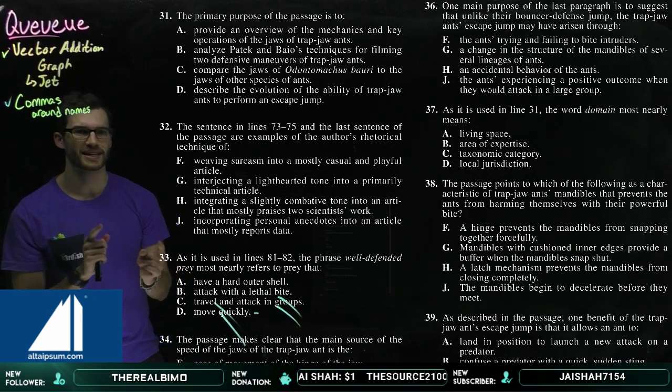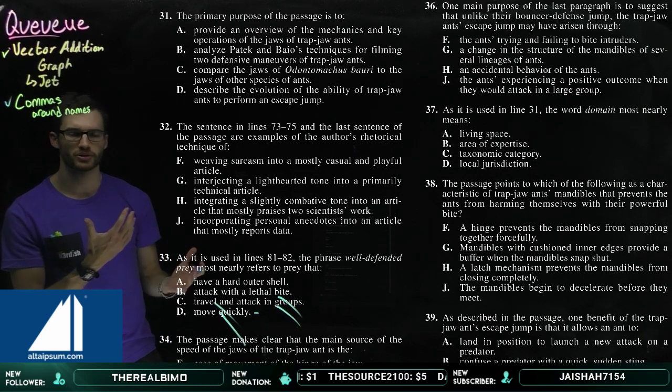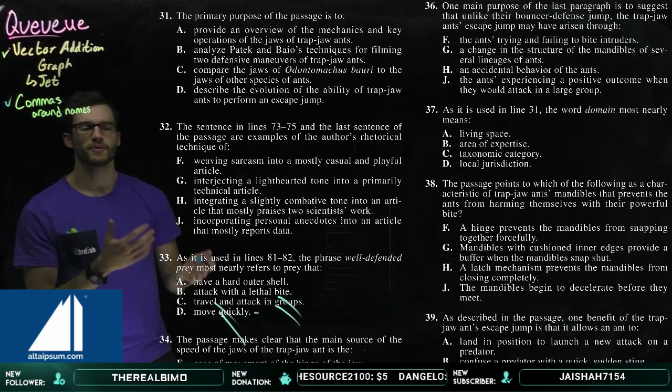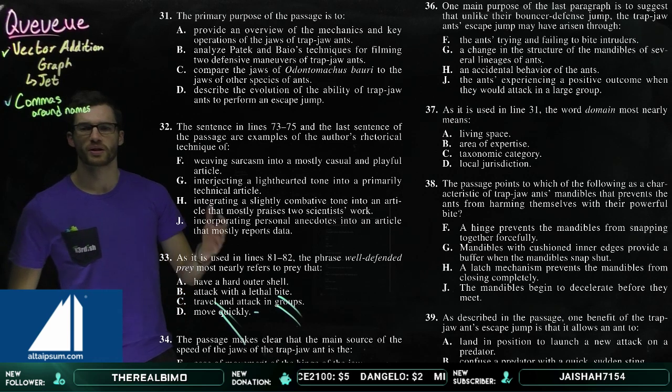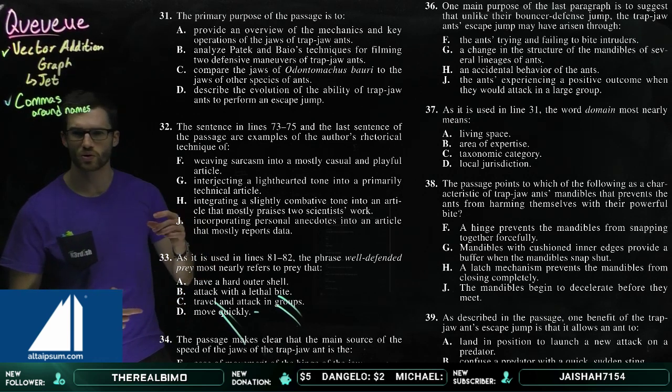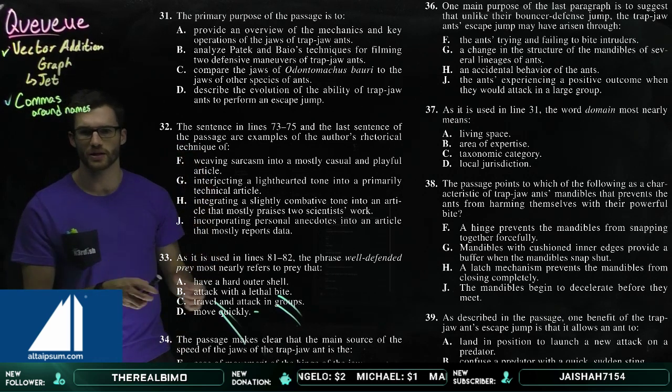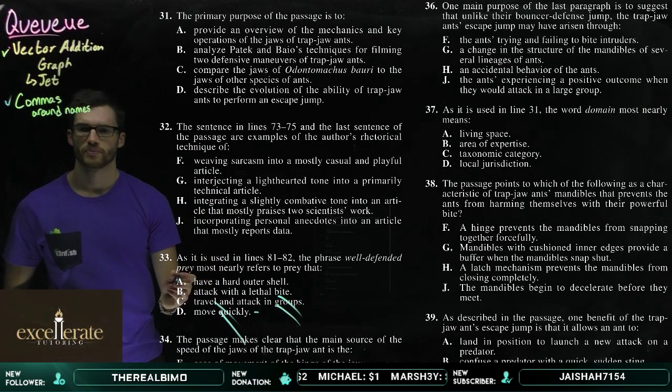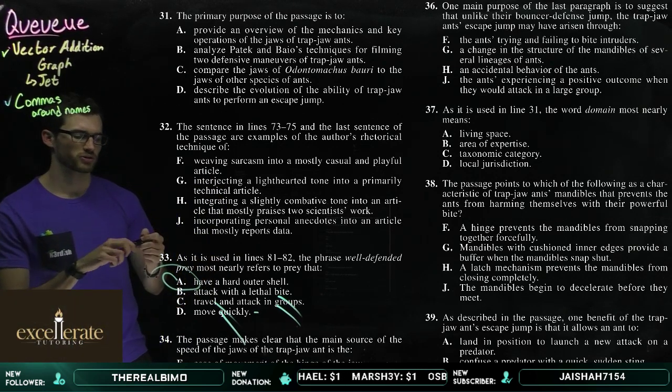The trapjaw ant is the predator. So this is when you're getting jumbled. This is what they will do. If you're moving quickly, you say, well-defended prey, great. Okay, trapjaw ant, oh, big lethal bite, that's what they do. B. No, the answer is A, because that's actually talking about the prey. The trapjaw ant is not the prey.